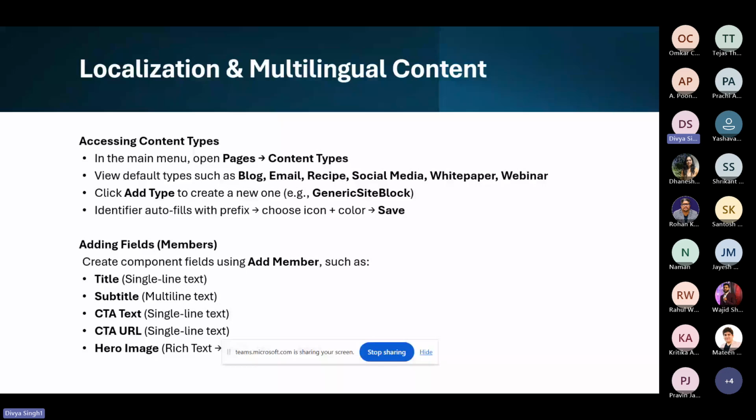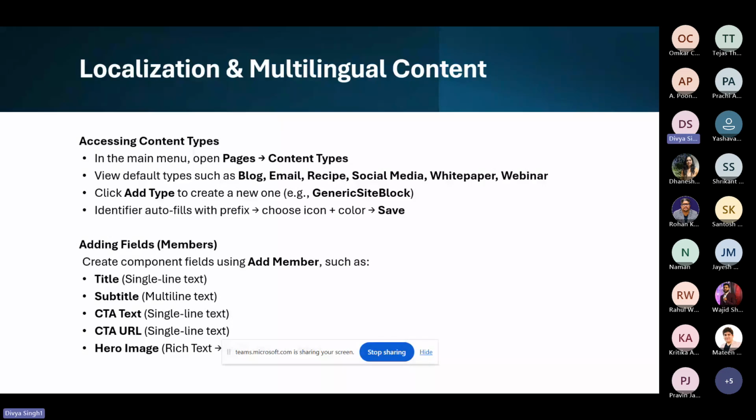Let's say for this scenario I have created a generic site block, and when we are creating this, the identifiers will autofill for the identifier and for the prefix. Then we have to choose some icons and the color to be able to recognize the content easily. And then these are the members in the content types. So for this generic site block, I have created few fields. So title, subtitle, and CTA text and URL are the single line text, and the hero image that I've created is the rich text, which can easily link our DAM assets.